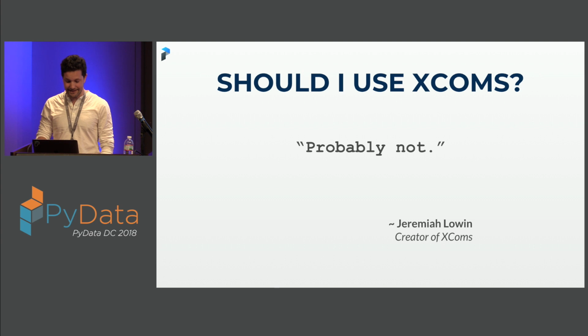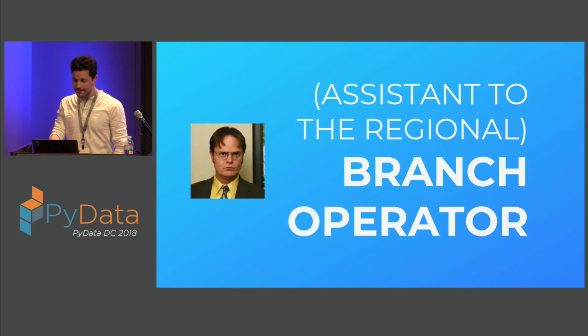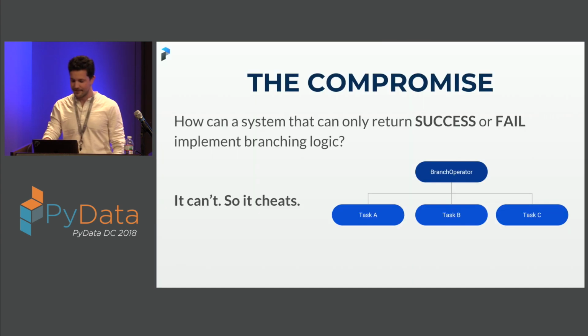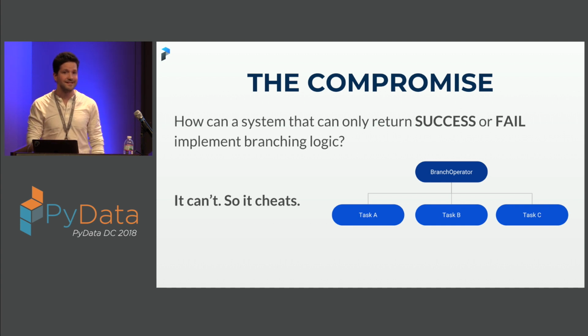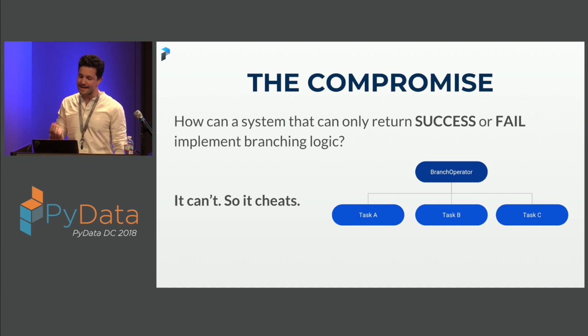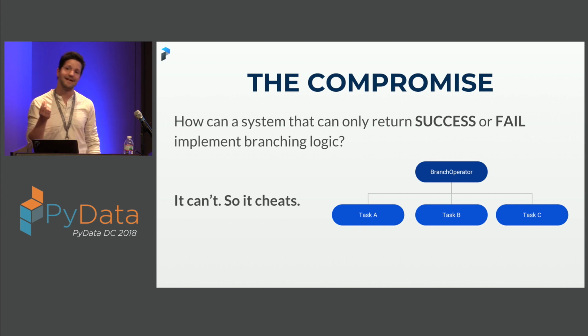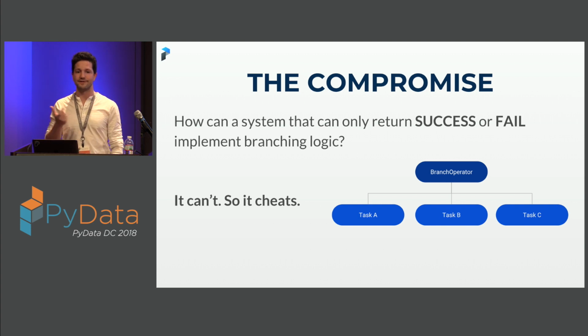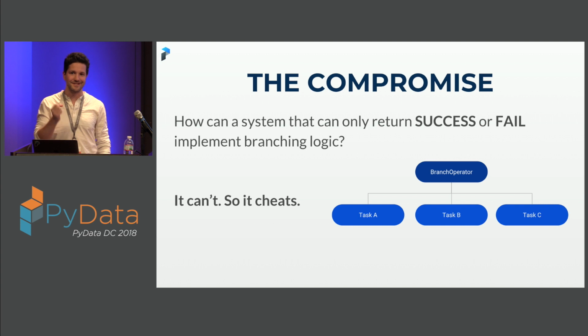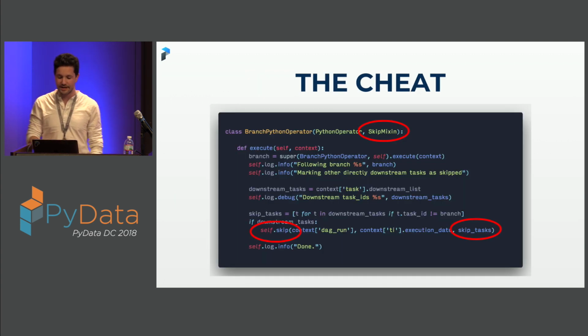The next thing I'd like to talk about is something called the branch operator. There's Dwight Schrute. The branch operator allows us to include branching logic, which is pretty fantastic. We need that a lot of the time. And it's also pretty amazing because it's not possible in Airflow. The same compromised functionality that led me to make XComs says that there's no way for a single task to tell multiple downstream tasks that one of them should run and the other shouldn't. All it can do is return success or failure. But branching is important, so what do? And of course we cheat.